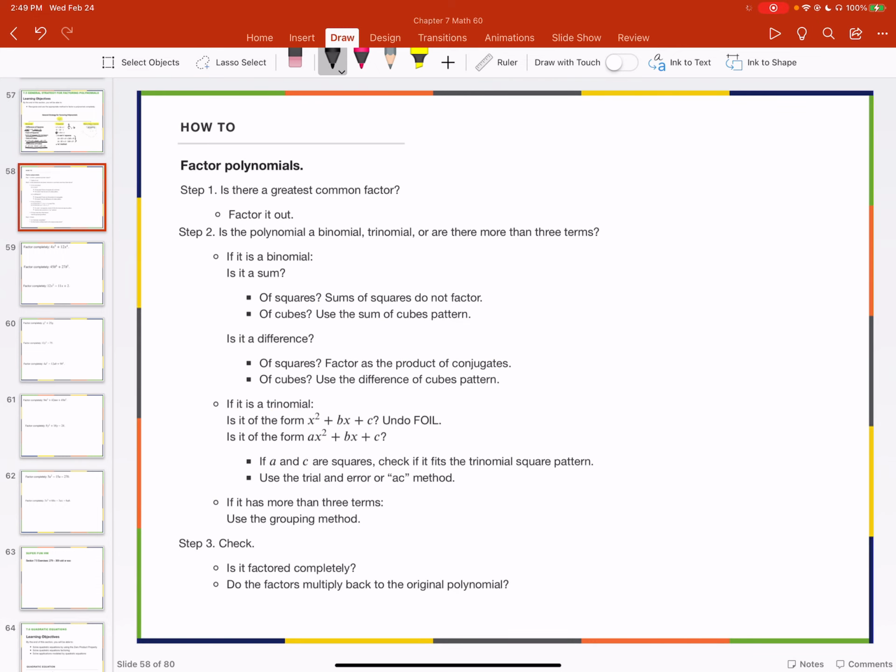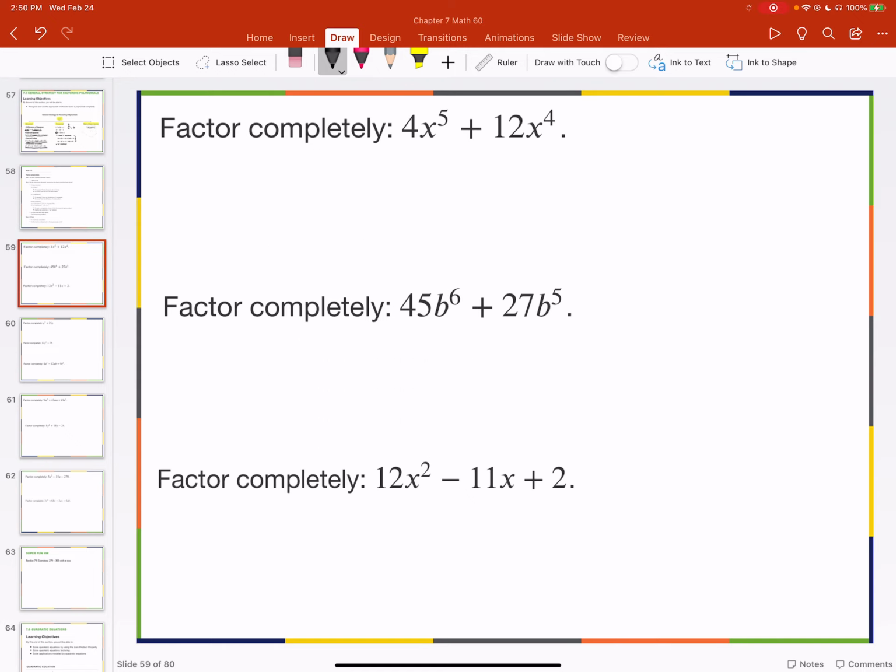So we basically ask ourselves, is there a GCF? Factor that out. Then is it a binomial, trinomial, or does it have more? If it's a binomial, is it a sum or a difference, and of what kind? If it's a trinomial, what kind is it? Is a equal to 1 or does a not equal 1? And if it's more than 3 terms, we use factor by grouping. So let's go ahead and use this.